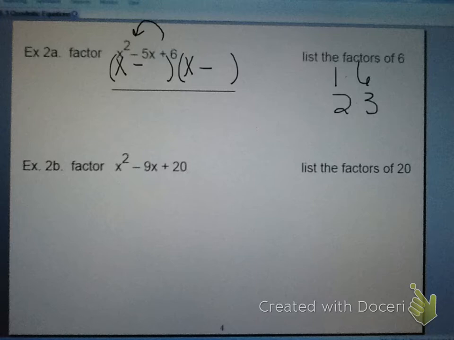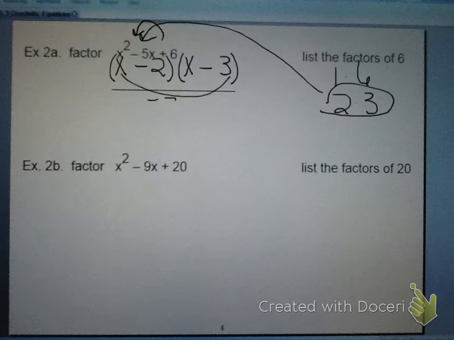Now again, because the signs in our binomials are the same, when the signs are the same we add. So which factors of 6 add up to get 5, the middle term? Just 2 and 3. Check, your outside is a negative 3x, and your inside is a negative 2x, which is negative 5x.